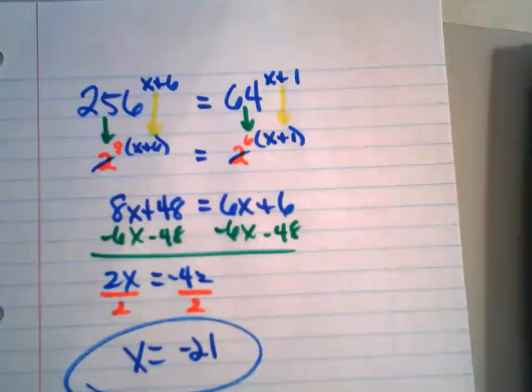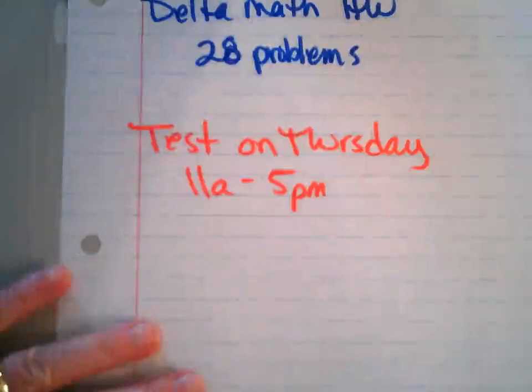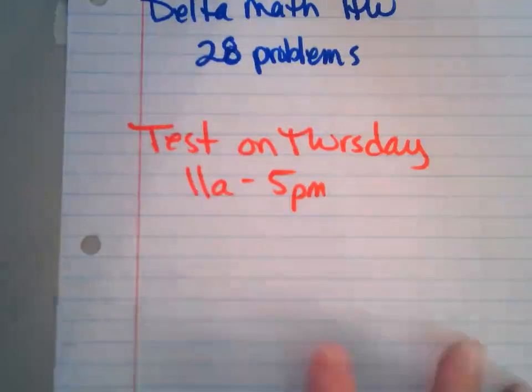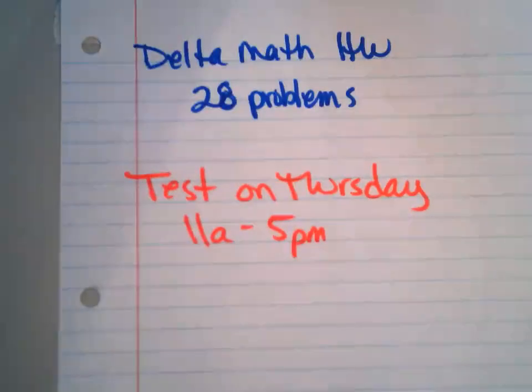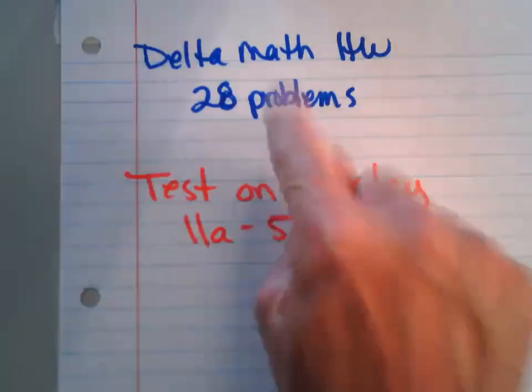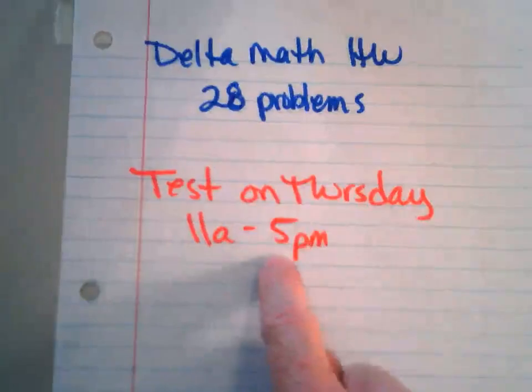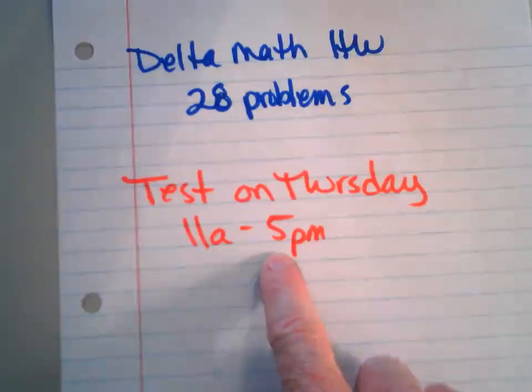So that's an example of how to do each one of the sections in your Delta Math for homework and review for the problems that we did before spring break. So you got those 28 for homework, and then you have a test on Thursday.